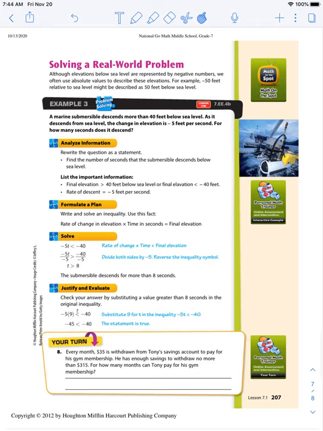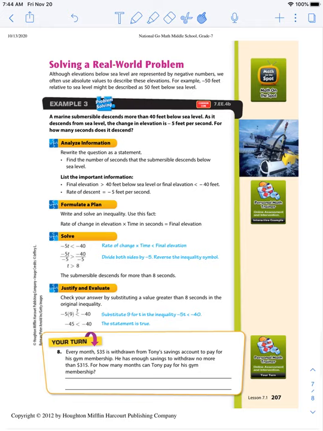All right, one more example for our notes today. We're going to look at a real-world problem. A marine submersible descends more than 40 feet below sea level. As it descends from sea level, the change in elevation is -5 feet per second. For how many seconds does it descend?